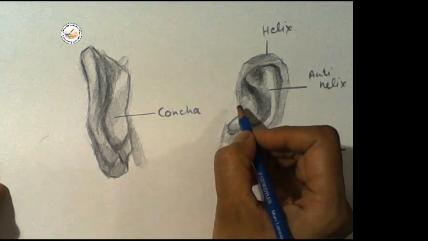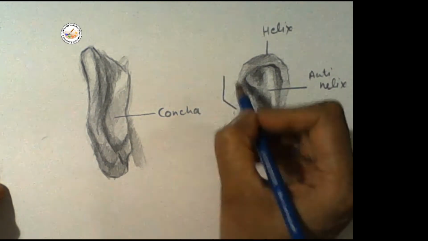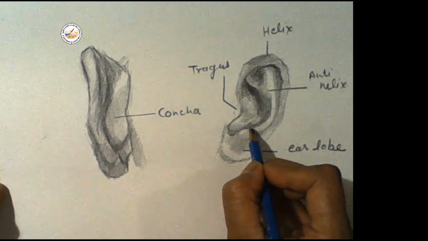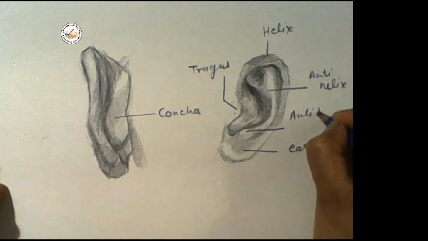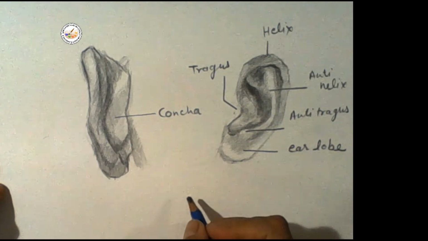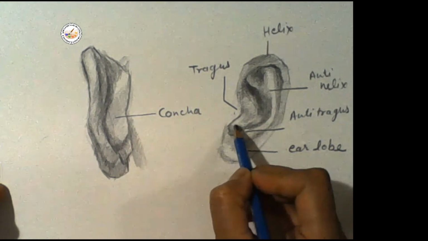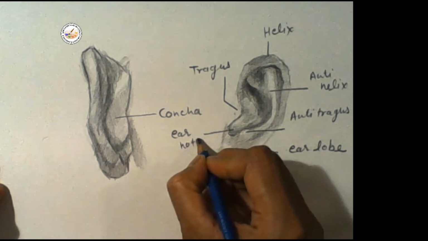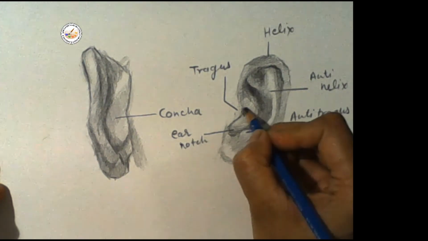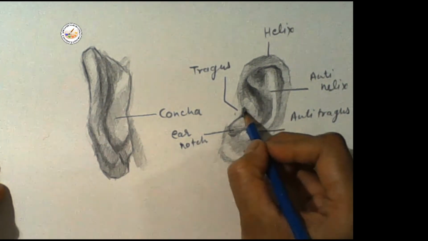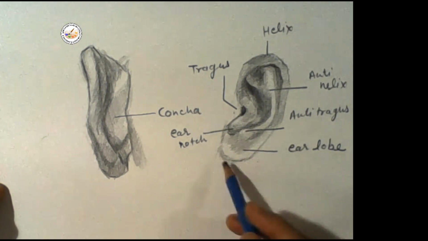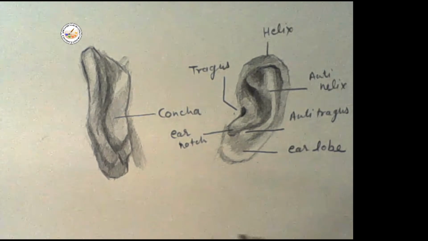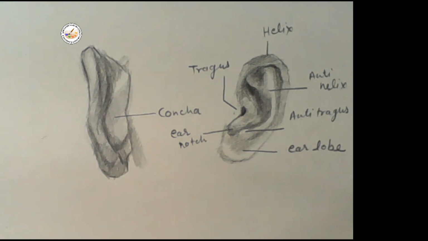And the flap a little bit over the ear hole is called tragus. And one more flap is there on the opposite side, that is called antitragus. Where the starting of the small area comes, that is called the ear notch, and at last comes the ear hole. That is the whole ear. So as we understand the parts and the structure, let's draw one ear.